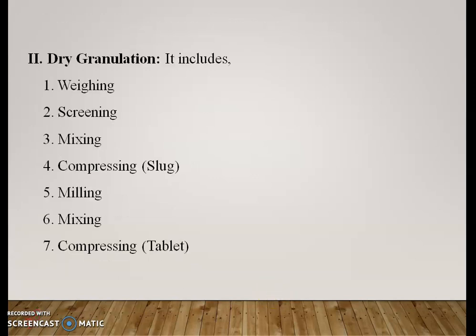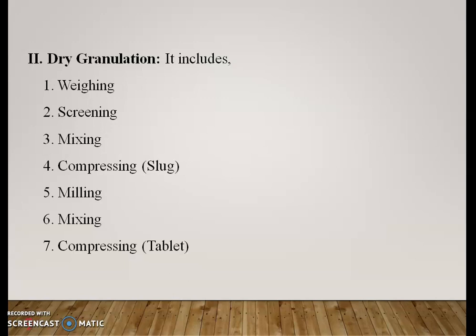Now first we will discuss the dry granulation method. As the name itself indicates, dry granulation means there is no use of solvent, water or any organic solvent during the granulation. That's why the name dry. No use of solvent.